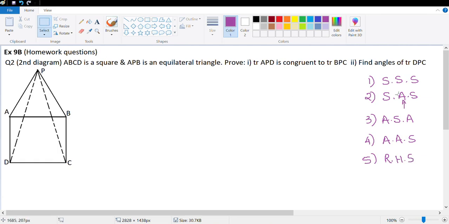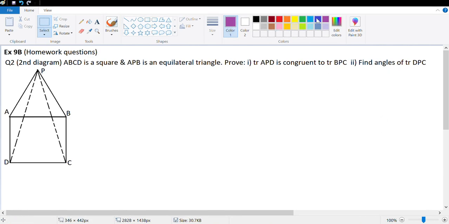Now let's look at the homework questions of exercise 9b and let's go directly with the first one. The question is question number 2. There are two diagrams given with question 2. We're looking at the second diagram. So it says ABCD is a square, APB is an equilateral triangle. We need to prove triangle APD is congruent to triangle BPC.